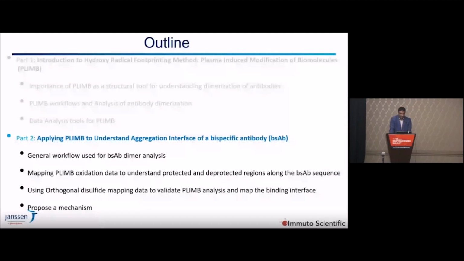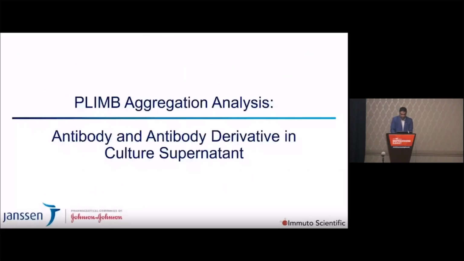So in the second half, I will describe how we've applied this technology to look into bispecific antibody aggregation. Just a disclaimer here: this antibody and the antibody-derived products that I'm going to show today were derived directly from culture supernatants. And we see high levels of aggregation of these multispecific antibodies during their expression.